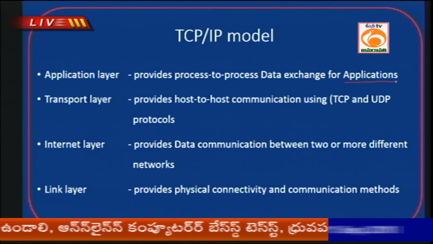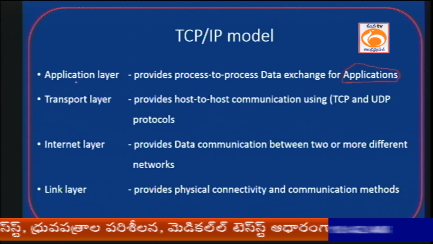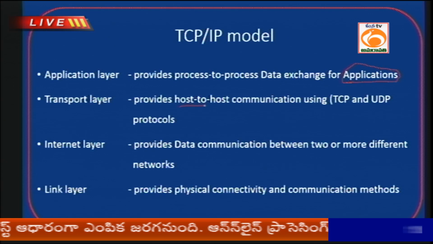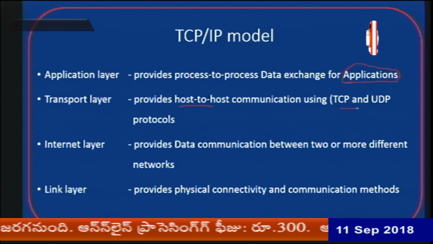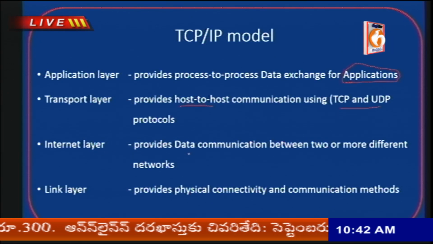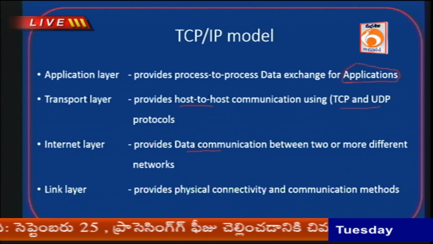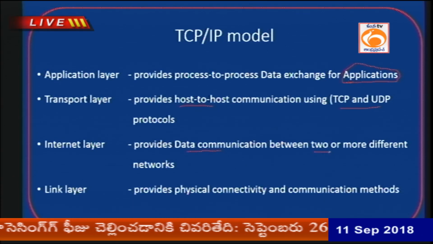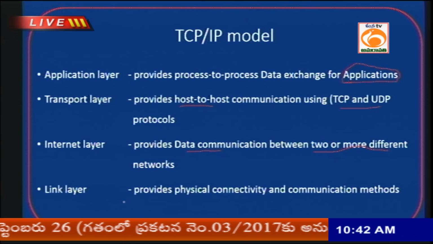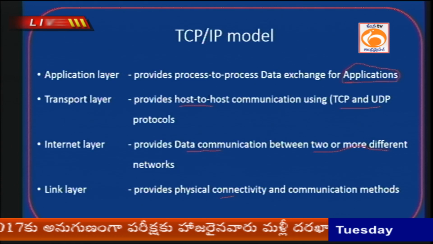Like when you open a web page, the web page is using this application layer and providing the communication. Transport layer is providing host to host communication using either TCP or UDP protocol. Internet layer is providing the identification, that is IP addressing and routing. Routed protocols and routing protocols work in this internet layer. And finally, the link layer provides physical connectivity and the communication methods.